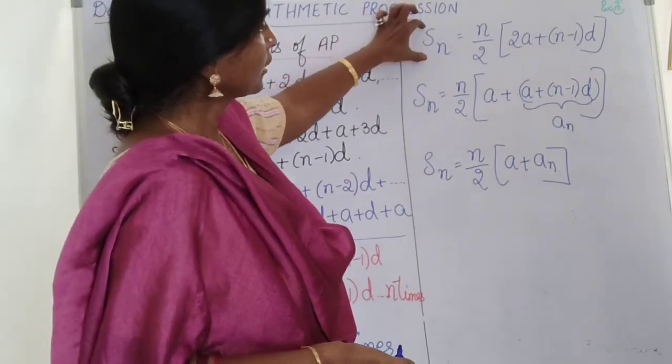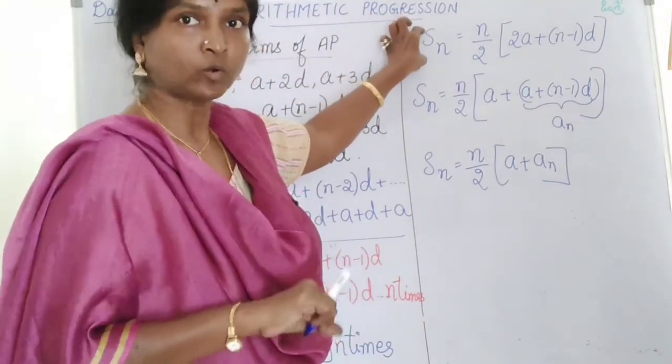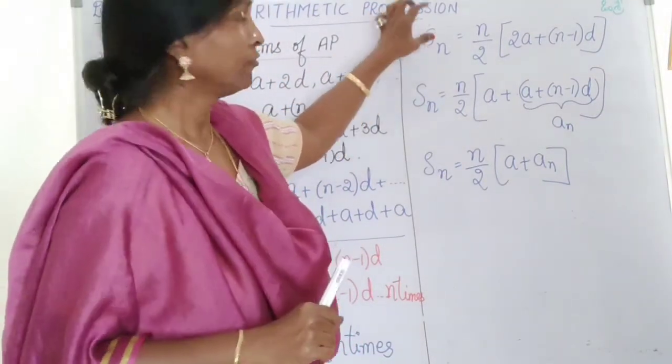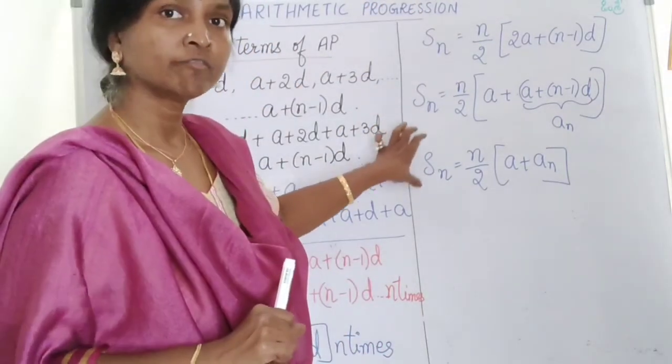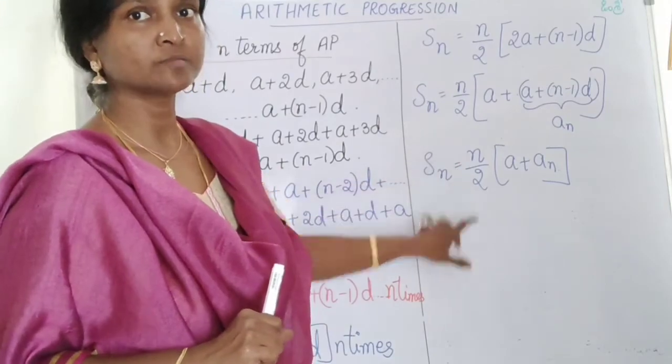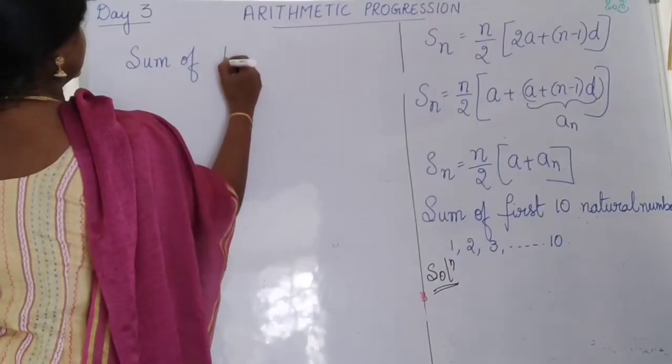So according to the requirement of the problem that we need to solve, we can use this formula or this formula for finding out the sum of n terms of an arithmetic progression.